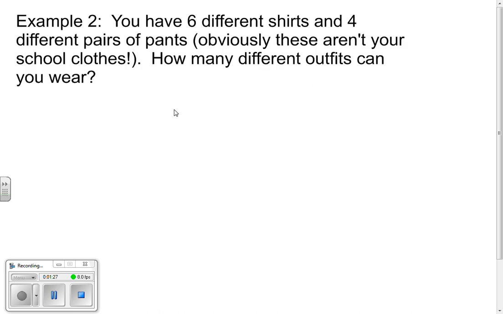Number 2, you have 6 different shirts and 4 different pairs of pants. Obviously, these aren't your school clothes. How many different outfits can you wear? Pants and shirts are different.